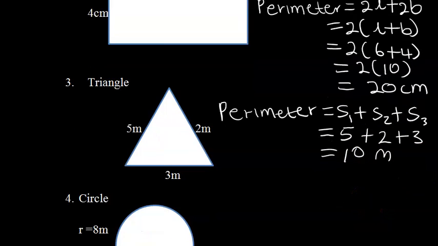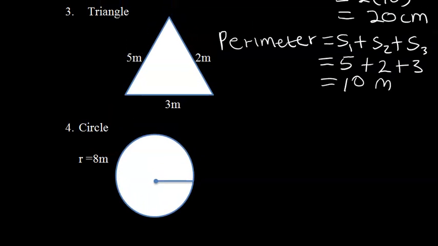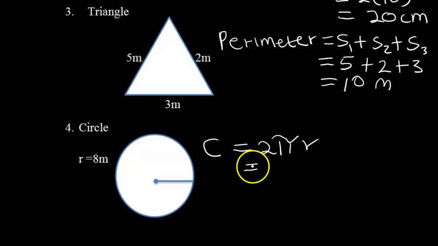Right, let us move to the next shape, which is the circle. The formula that we use in order to calculate the perimeter of a circle is, we usually use circumference. You can also say perimeter. We say circumference with the symbol C. Circumference is equal to 2 pi r.